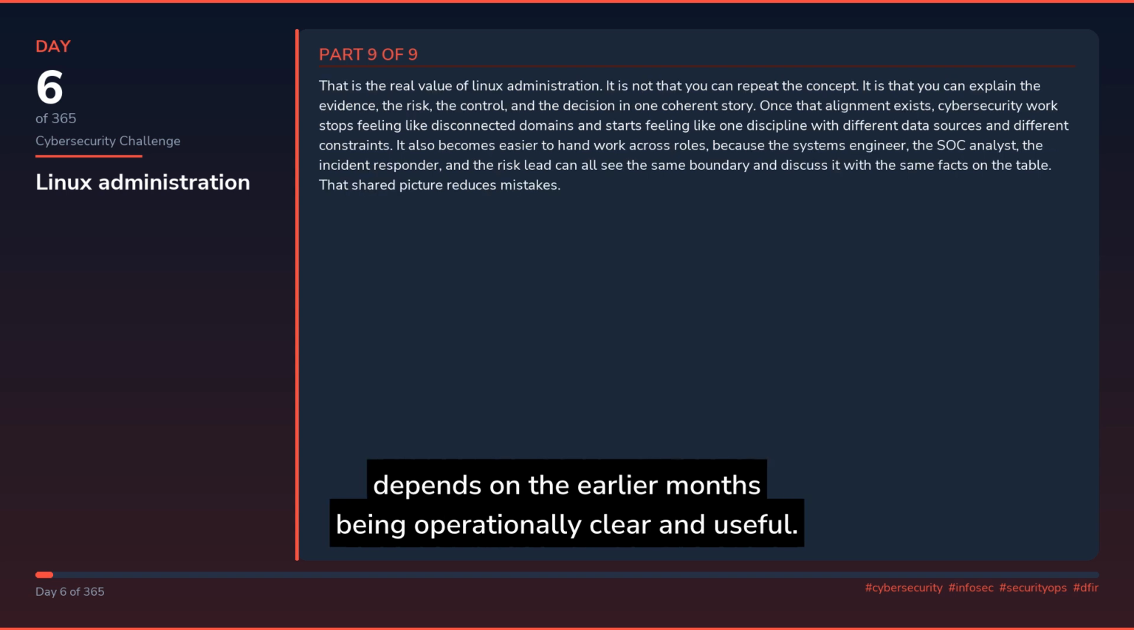That is the real value of Linux administration. It is not that you can repeat the concept. It is that you can explain the evidence, the risk, the control, and the decision in one coherent story. Once that alignment exists, cybersecurity work stops feeling like disconnected domains and starts feeling like one discipline with different data sources and different constraints. It also becomes easier to hand work across roles, because the systems engineer, the SOC analyst, the incident responder, and the risk lead can all see the same boundary and discuss it with the same facts on the table. That shared picture reduces mistakes.